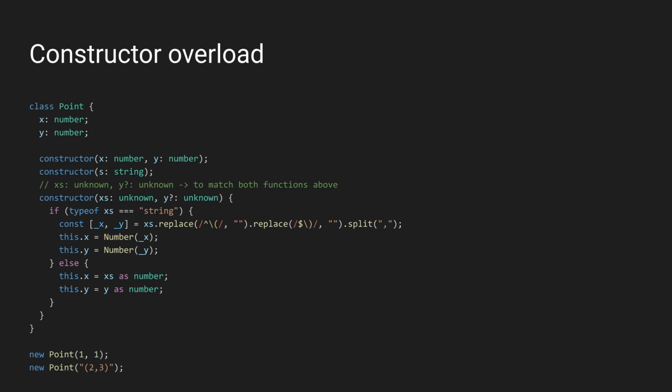Here we define it as xs unknown and optional y unknown. Inside the code, we adjust logic to match both ways that the constructor should be called with. So we are checking for string and parsing it, or treating the xs and y as numbers instead. If we had more overloads, the logic would have to be adjusted for each of them.